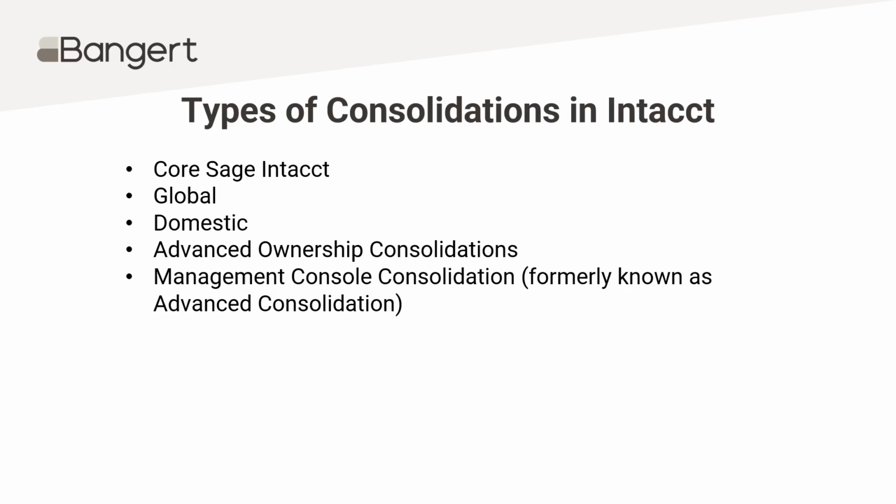The final one is called management console consolidation. That was formerly known as advanced consolidation. Don't confuse that with advanced ownership consolidation, okay? So this management console consolidation is if you have multiple Sage Intacct company IDs, so multiple logins, and you are trying to consolidate your various charts of accounts. So your chart of accounts could be different in those different entities and those different logins.